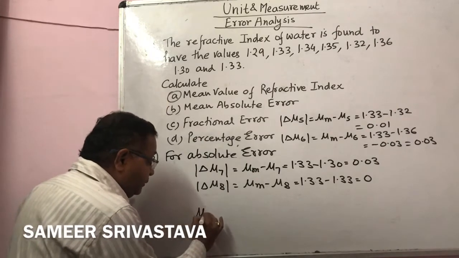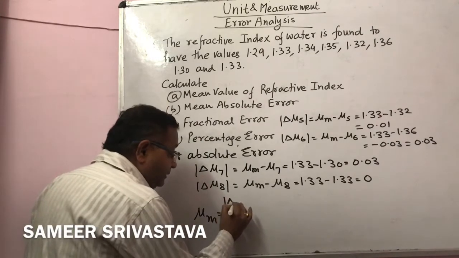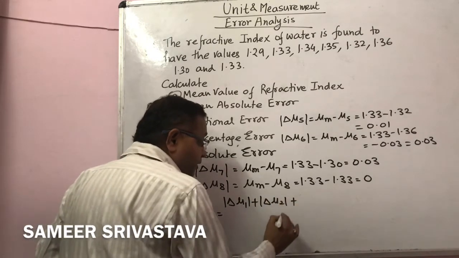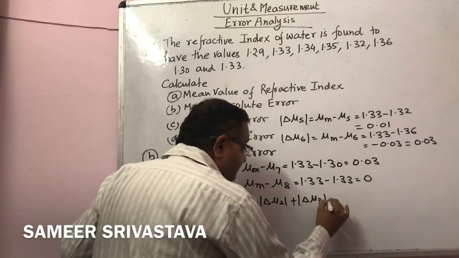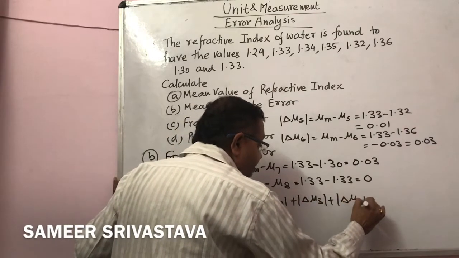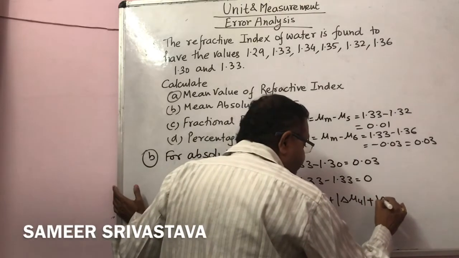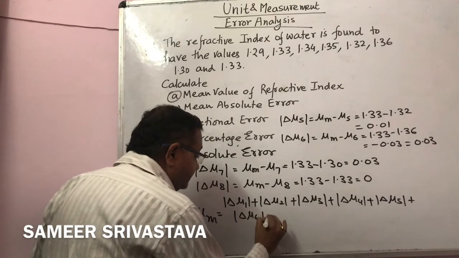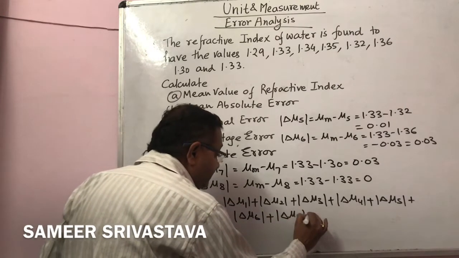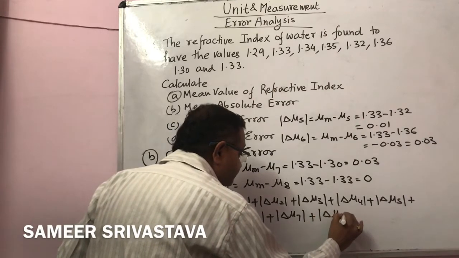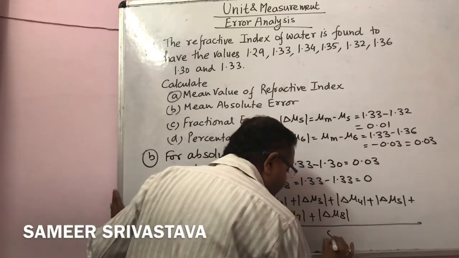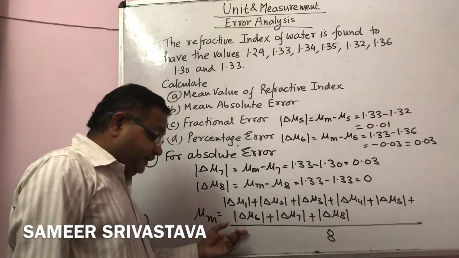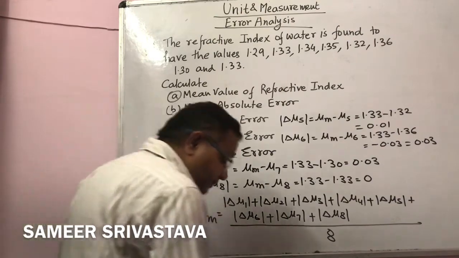So we have to find mu m as mod mu 1 plus mod mu 2 plus mod mu 3 plus mod mu 4 plus mod mu 5 plus mod mu 6 plus mod mu 7 plus mod mu 8 upon 8, right? So when we add all these values, we get the answer.